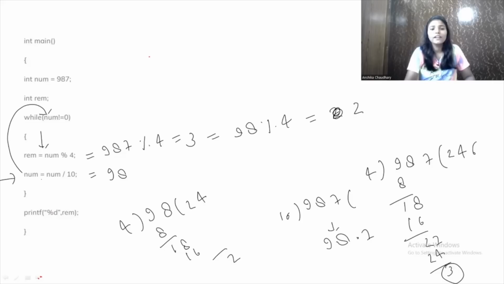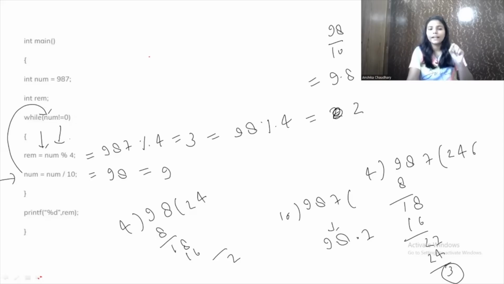Now at this line, number assign num divide by 10. When we divide 98 by 10, what will we get? We will get 9.8, but as this is an integer value, it will only store the integer part. So 9 will be stored over there. So now the num value is 9. Again, we will come into the while loop and check the condition whether 9 is equal to 0 or not. So 9 is not equal to 0, so the condition is again true.